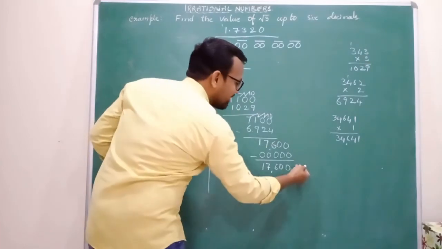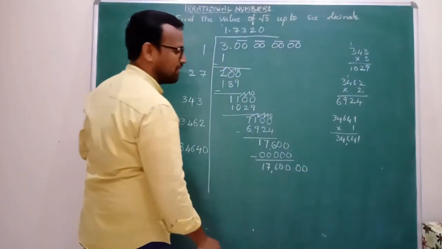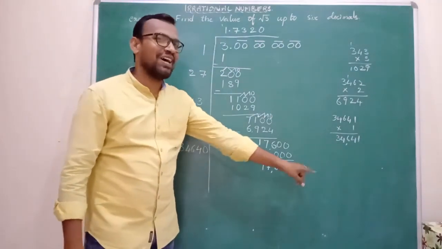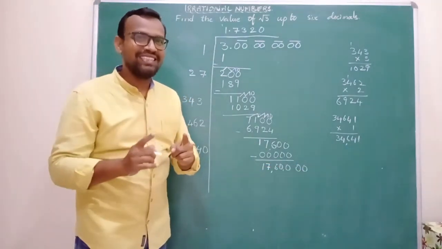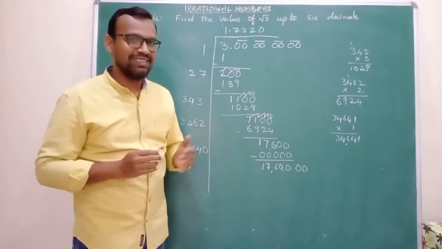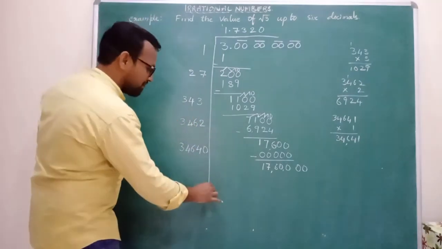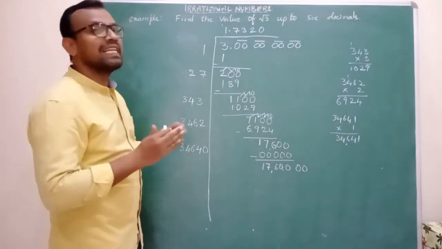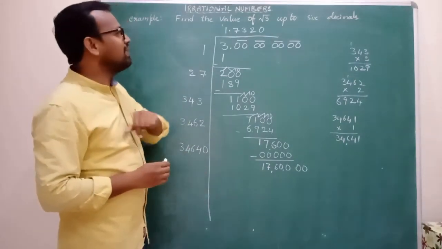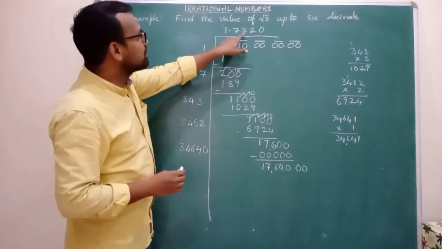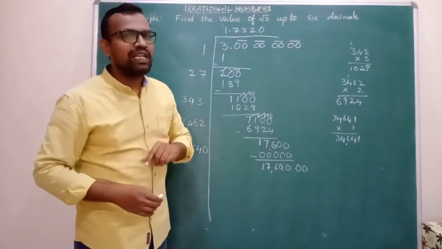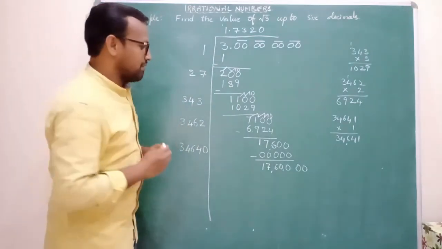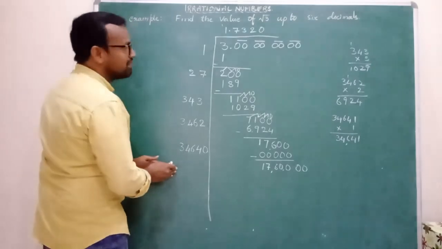Now subtraction, pretty simple. 17,600 minus 0 is 17,600 only. Then you can take 2 more zeros. Then it becomes 17,60,000. Don't worry seeing the big numbers, right? Now let's see. We'll simply continue the procedure until we get these 6 decimal places. How many places have we got now? 1, 2, 3, 4. We need to get 2 more decimal places and then we'll stop. Okay?